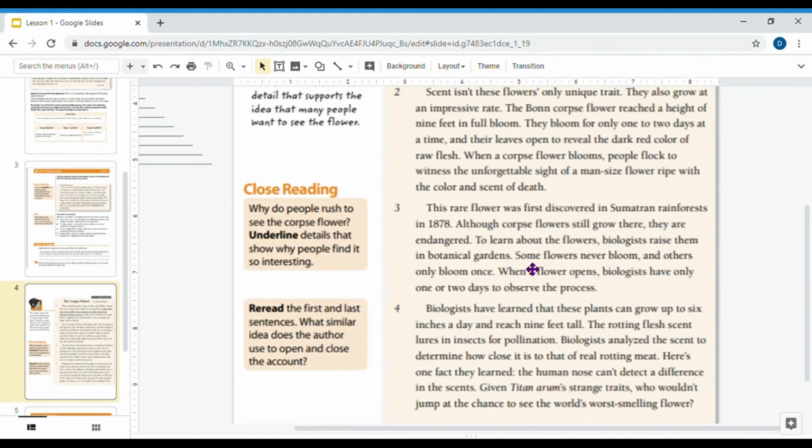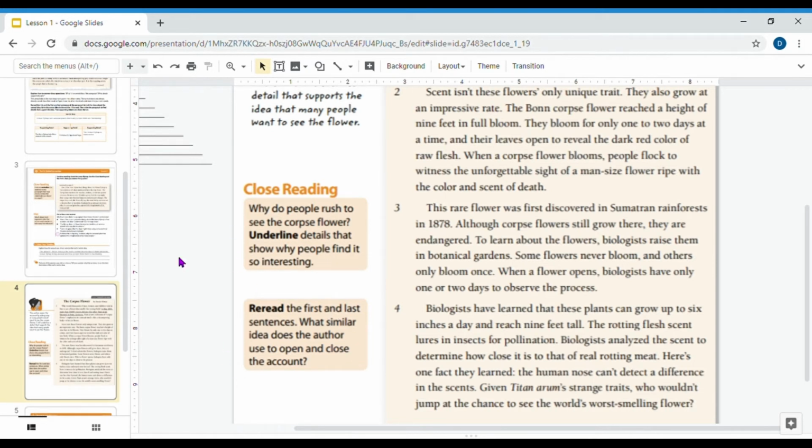Yikes. So, let's look at what they want us to do for our close reading. Why do people rush to see the corpse flower? Underline details that show why people find it so interesting. And then it says, reread the first and the last sentences. What similar idea does the author use to open and close the account? So that's going to help us determine our central idea.